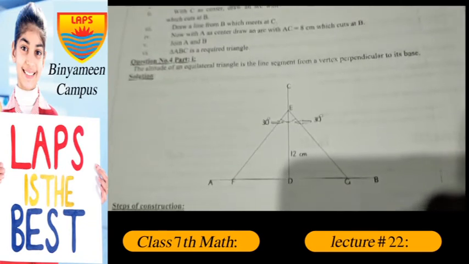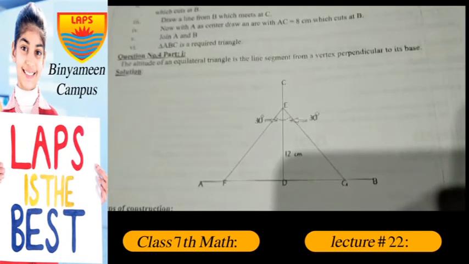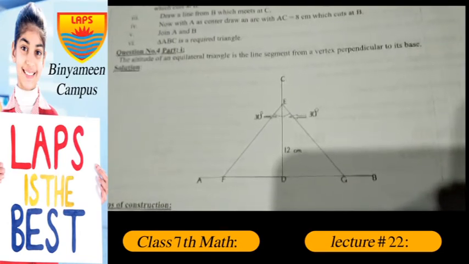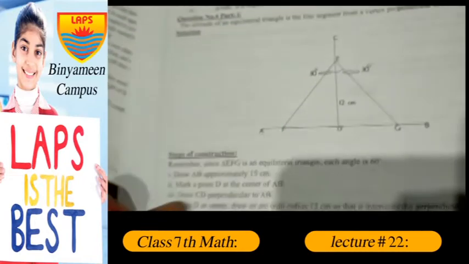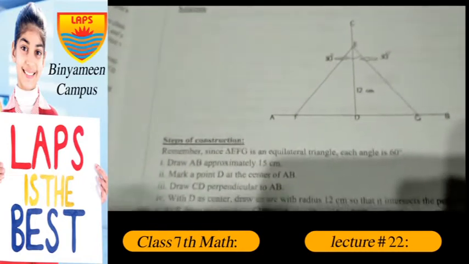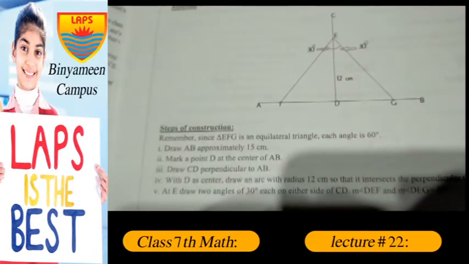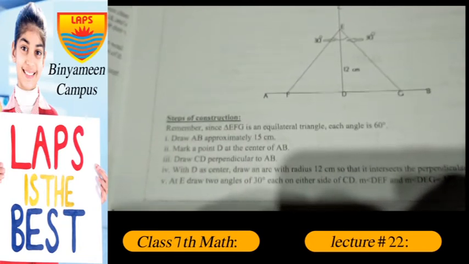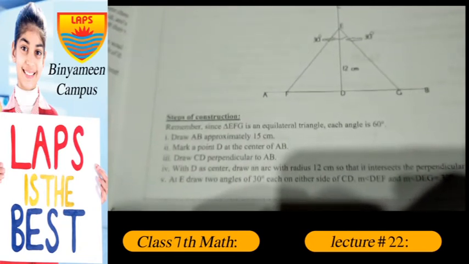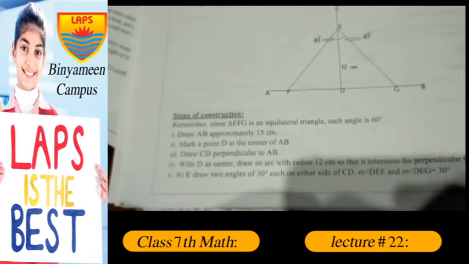Question number 4, part 1. The altitude of an equilateral triangle is a line segment from a vertex perpendicular to its base. Steps of construction. Remember, since triangle EFG is an equilateral triangle, each angle is 60 degrees. Draw AB approximately 15 cm. Mark a point D at the center of AB and draw CD perpendicular to AB.